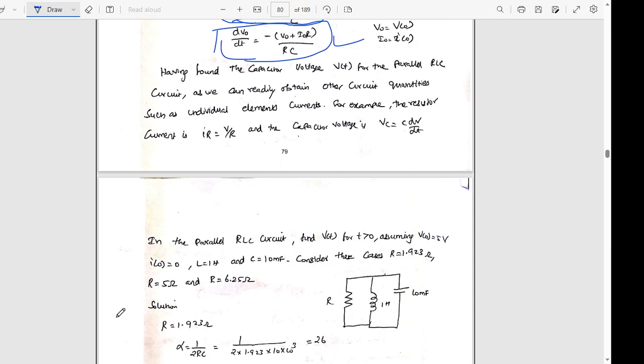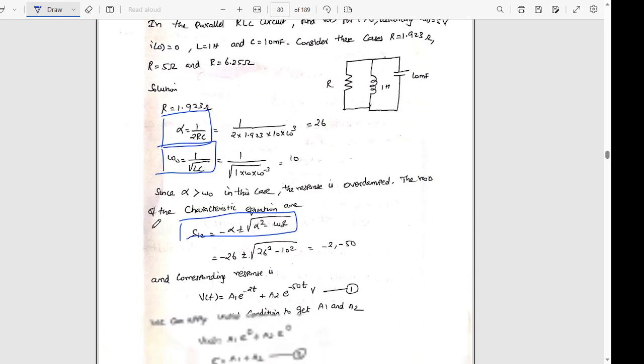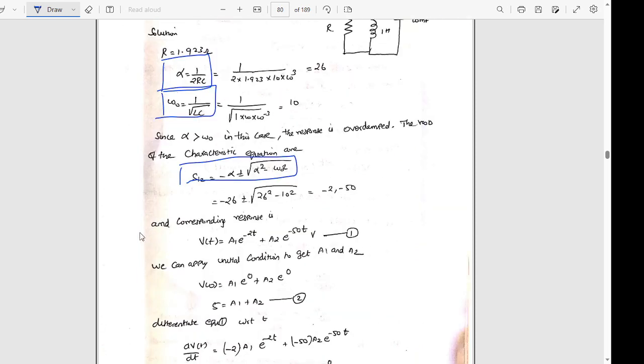So in this video we are discussing the problems on parallel RLC circuits. The formulas to remember, as I already told in the previous video: alpha equal to 1 by 2RC, omega naught equal to 1 by root LC, and then the S1,2 formula based on alpha and omega naught. You need to know all the three formulas for underdamped, overdamped and critically damped case. Three formulas you are supposed to know.